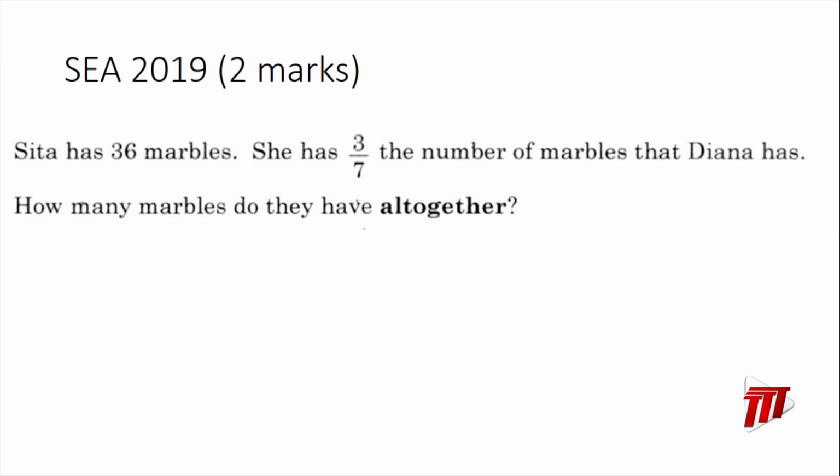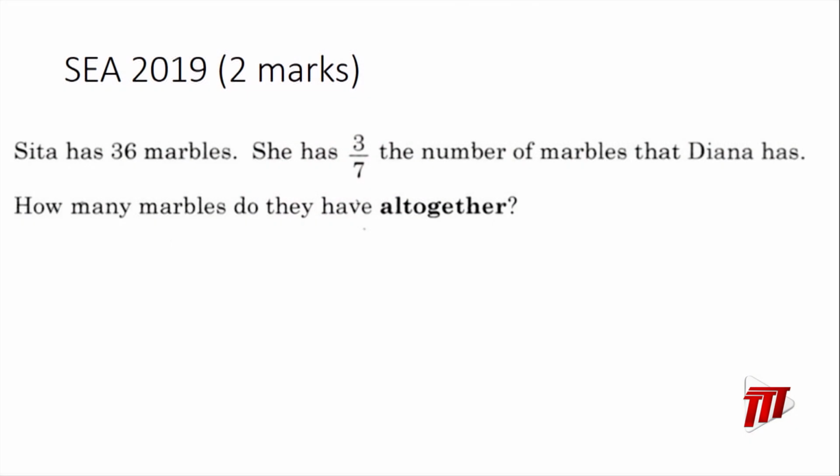What is my plan? Altogether is highlighted. You're seeing it in bold. So it means that we have to find out how many. We already know what Sita has. We have to find out how many Diana has so that we can add them together. All right? So that is the plan. We have to find some way of finding the number of marbles that Diana has, and we're going to add it to Sita's 36 to get the answer that we want. Find out how many Diana has, add it to Sita's 36, and we will come up with our answer.